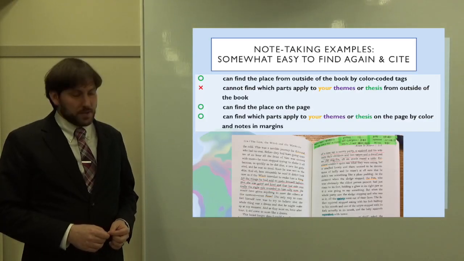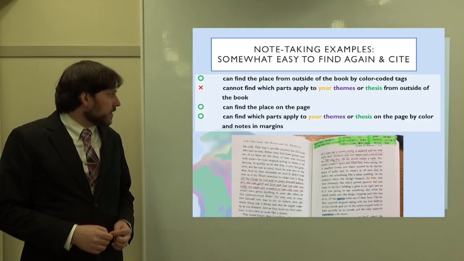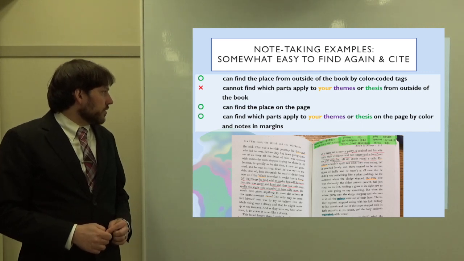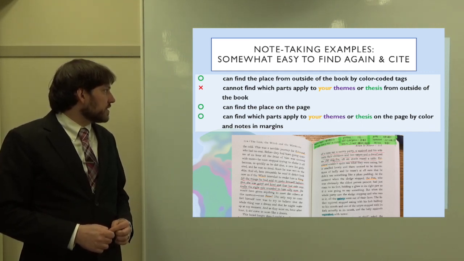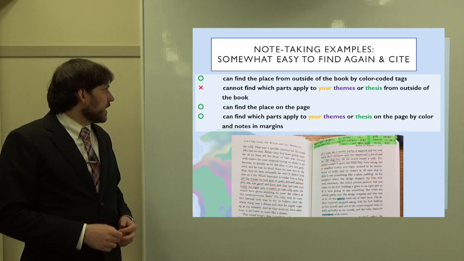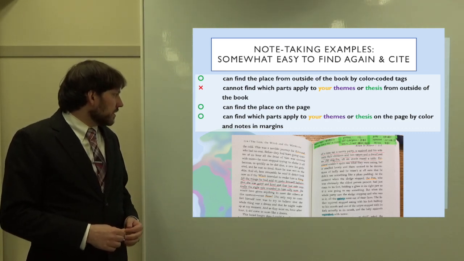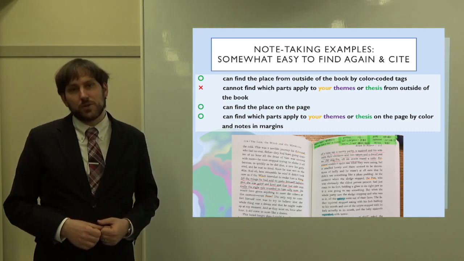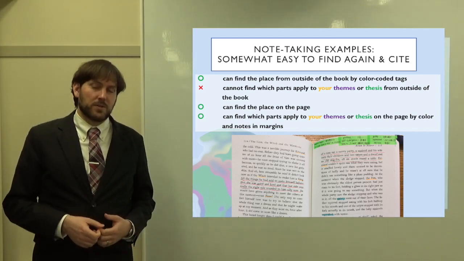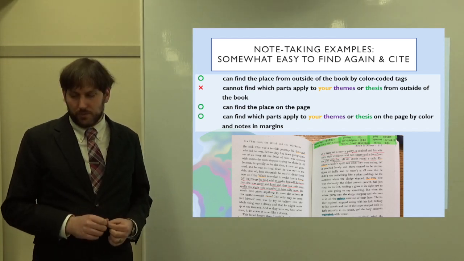So this is one that is also useful. Here we have some additional marginal notes. We have themes and theses written there. You can find where it is on the page, but again, you can't tell from outside of the page what themes are on which page. So this will slow you down if you use this sort of technique.